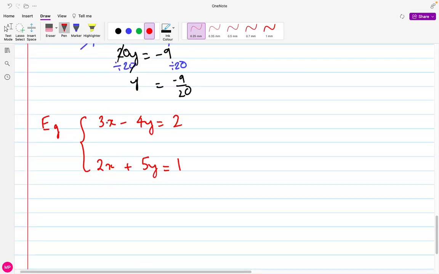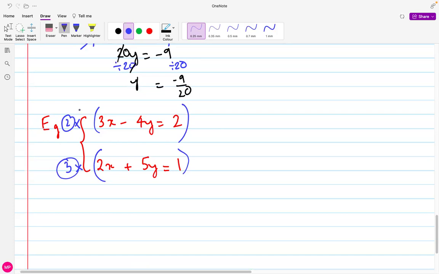So you can see if you look at the x, 3 and 2, they're different. The y is 4 and 5, they're different. So I need to make one of the variables have the same number. Okay, so I'm going to choose x because 3 and 2 look smaller than 4 and 5. So what I do is basically you make them the same denominator. So 3, that's 2. So if you want to make x the same, 3 here, you're going to times by 2. Okay, and 2 you're going to times by 3. By doing that, you're going to make them the same. You can say same multiple.